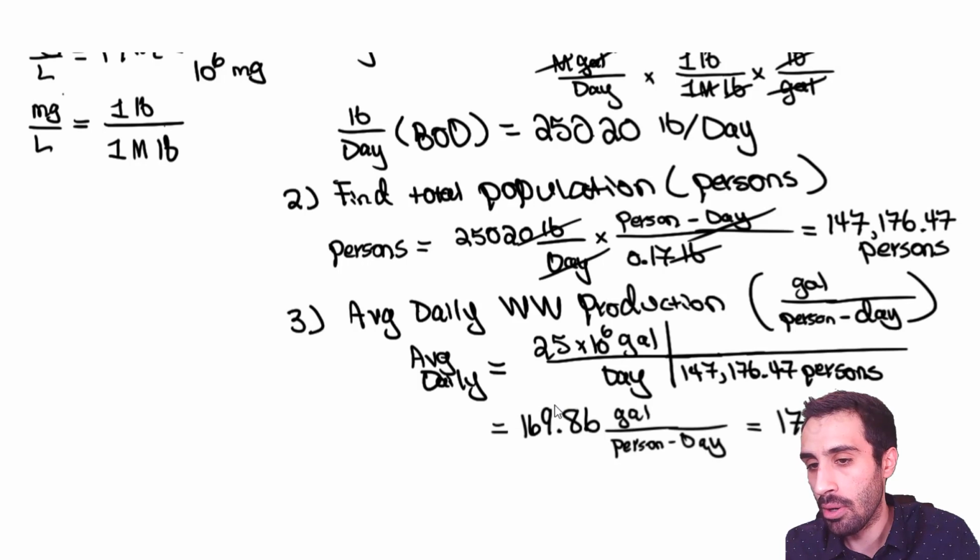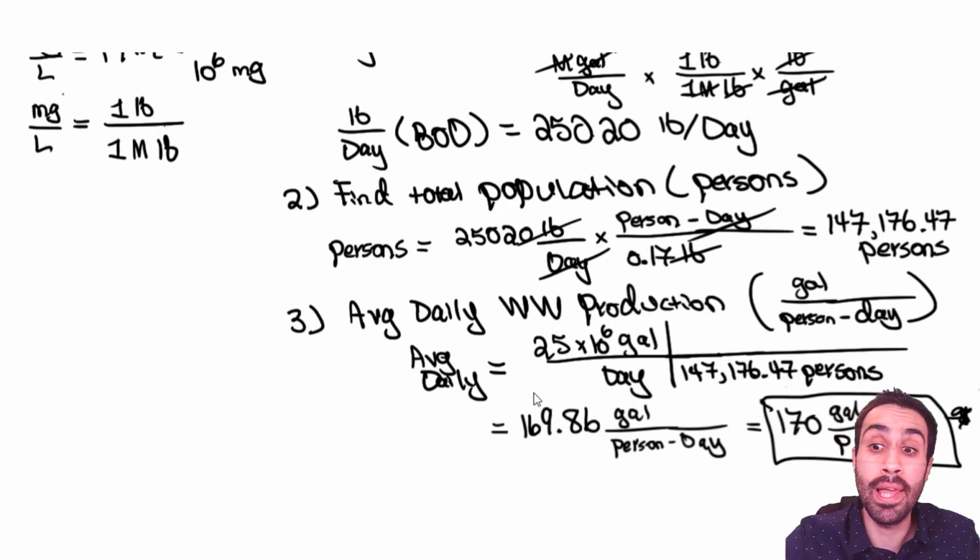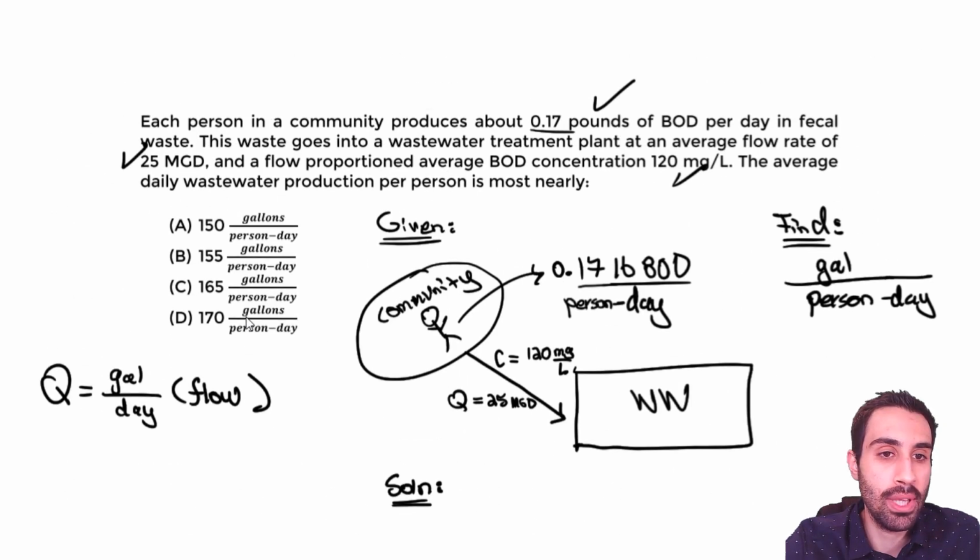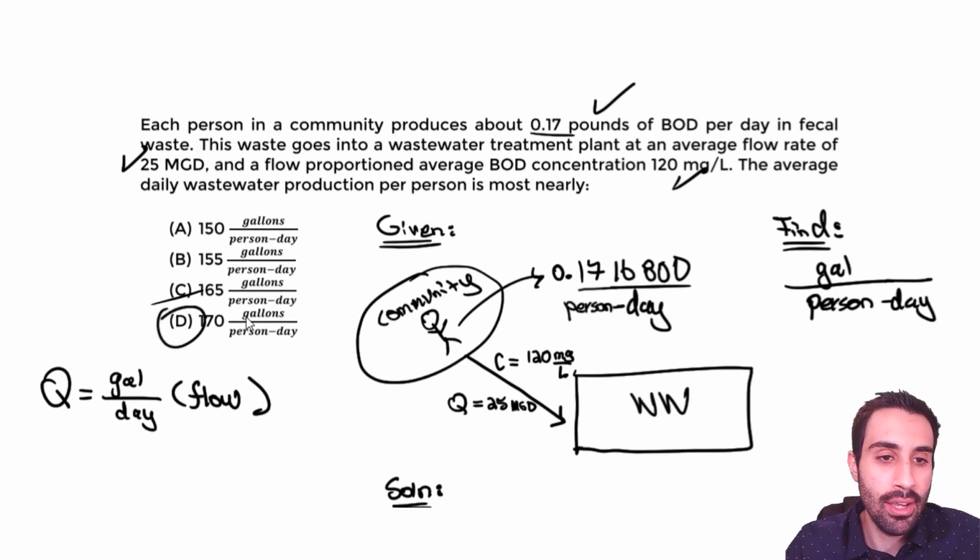gallon, let's call it P per person per day. And that would be the answer. So this is the daily production in wastewater that goes into that plant per person and gallons per day per person. So it should be D for that one.